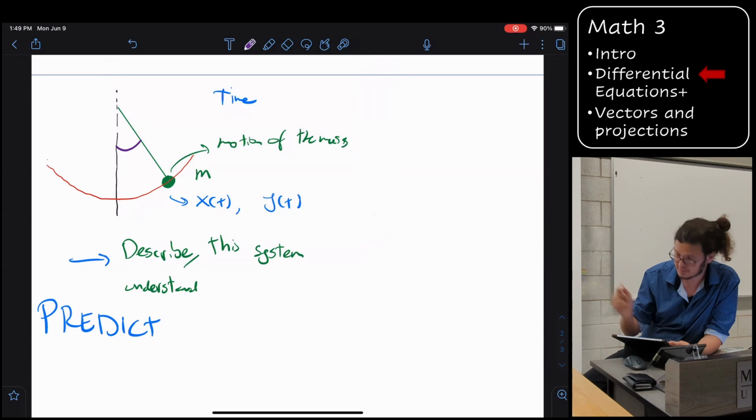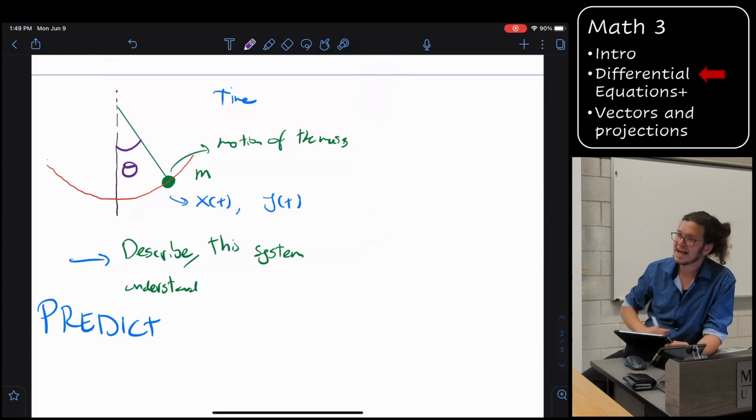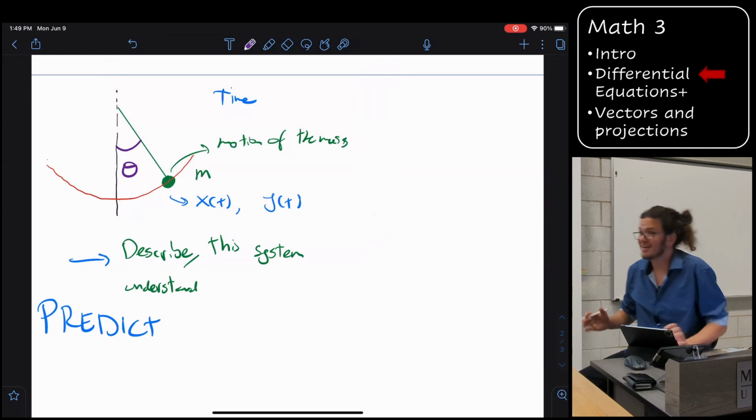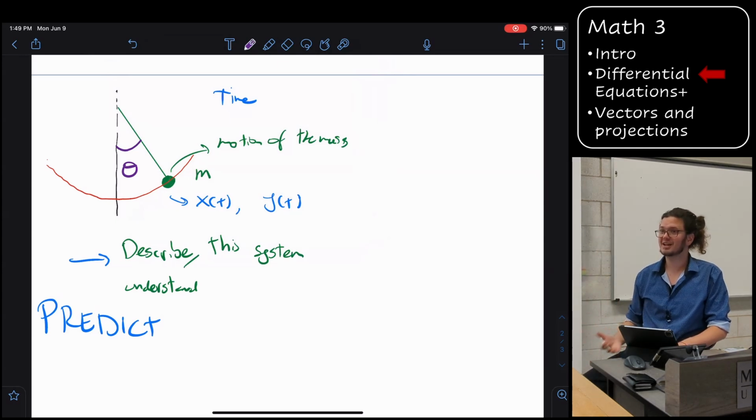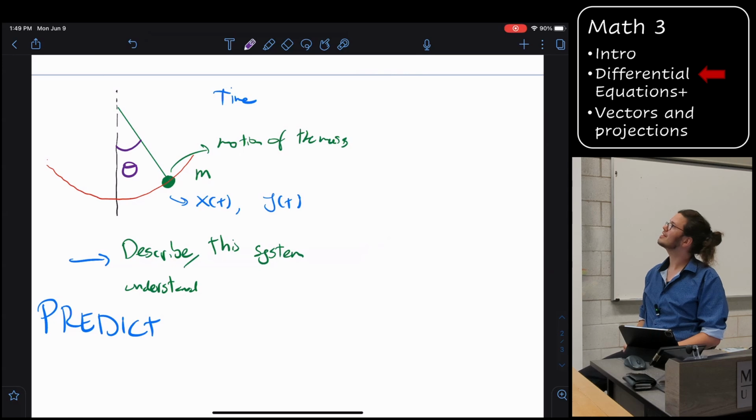This is a third number, which tells me the angle that this thing is doing with respect to the vertical. Again, theta is not independent of x and y. I cannot change theta without changing x and y and vice versa. But if I give you... and this is a way to think about these things. This will be very important later when we talk about Lagrange.